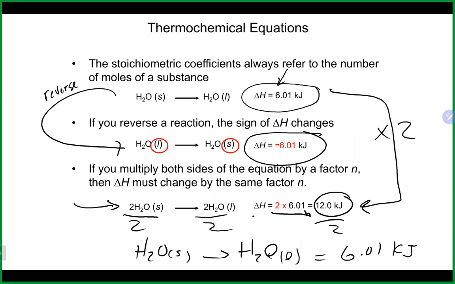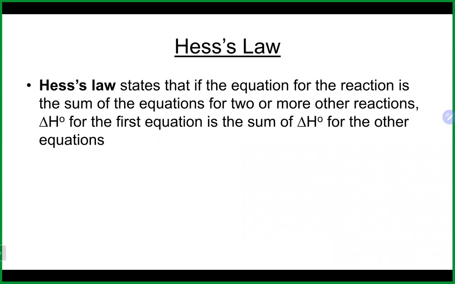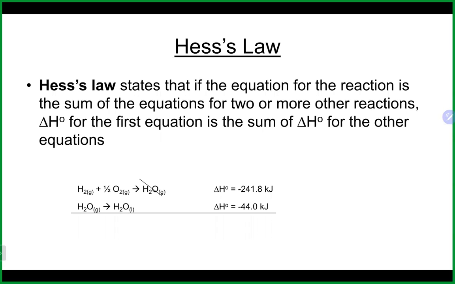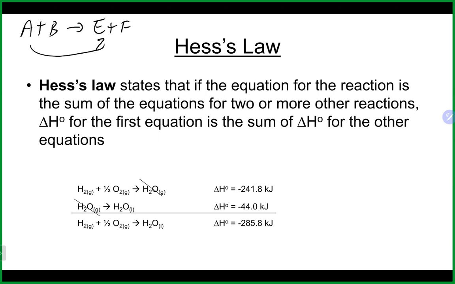So why is this important? This is important because there's a process which is known as Hess's Law. And the idea behind Hess's Law is this: not all reactions take place in a one-step fashion. So for example, if you had A plus B goes to E plus F, this may not happen in just one reaction. It may actually happen in multiple reactions. So maybe the first thing that happens is A plus B makes C plus D. Then C plus D makes E plus F. And there may be a delta H value for each of these steps.